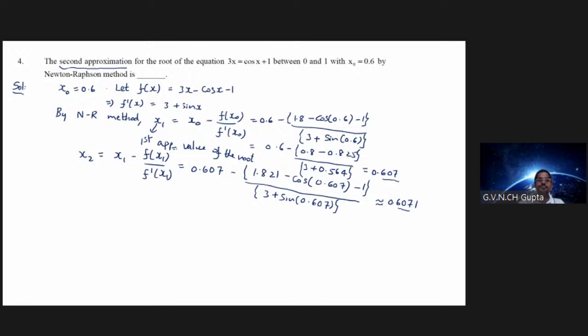Therefore, the second approximation value for the root of the given equation is 0.607 up to 3 decimal places.